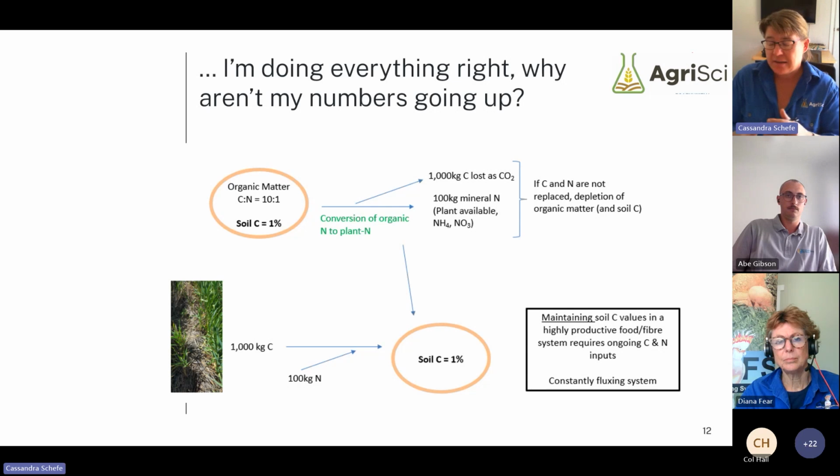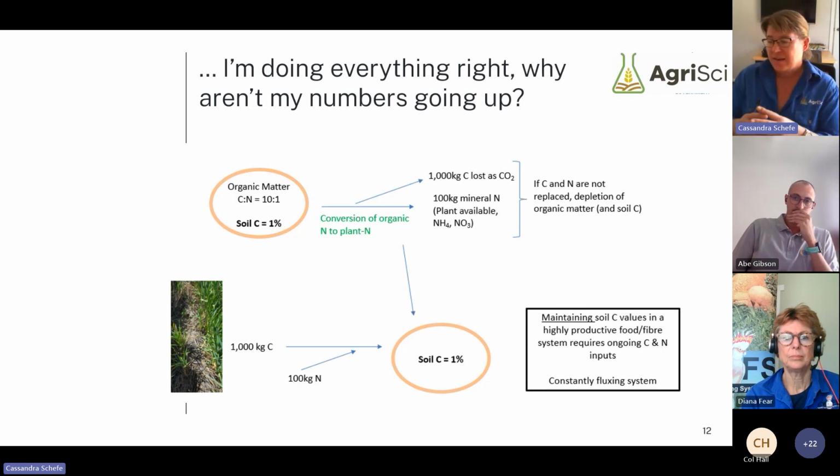So the key message is that in our highly productive food and fibre systems where we're withdrawing from our organic matter bank all the time, if we're still maintaining those levels, that in itself is a sign of sustainable farming. It's a constantly fluxing system, and maintaining these numbers does require ongoing inputs. So the last thing that I wanted to contribute today was just to focus on, in our highly productive ag systems, maintaining soil carbon is actually an active thing that shows that you're doing a really good job.